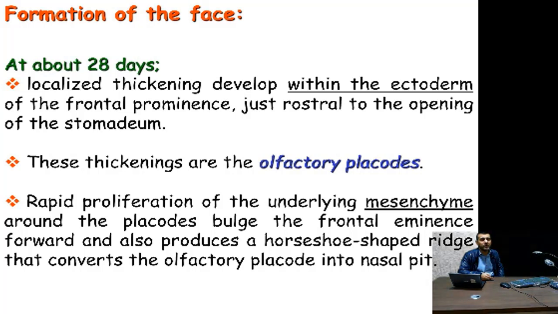Formation of the face. At about 28 days, localized thickenings develop within the ectoderm of the frontal prominence just rostral to the opening of the stomatodeum. These thickenings are the olfactory placodes. Rapid proliferation of the underlying mesenchyme around the placodes causes the frontal eminence to bulge forward and also produces a horseshoe-shaped ridge that converts the placodes into the nasal pits.